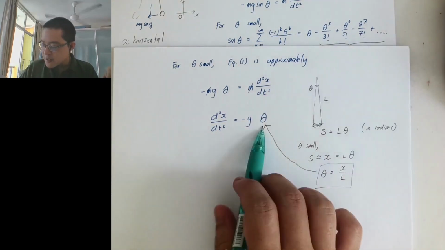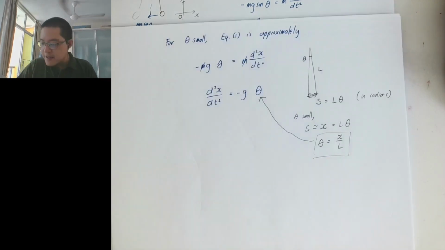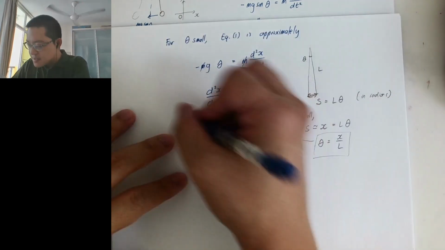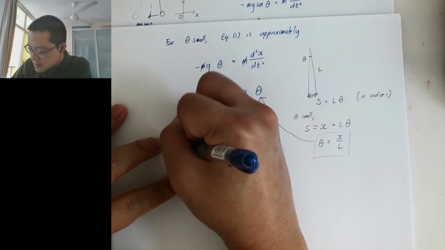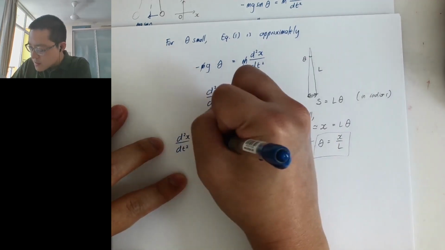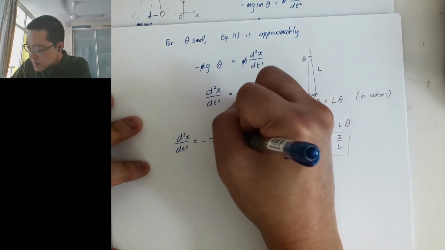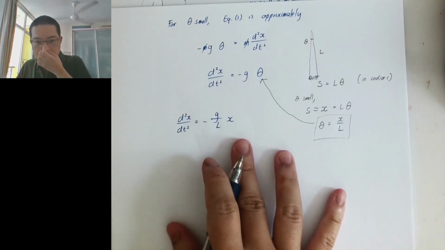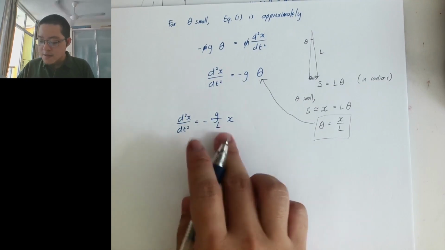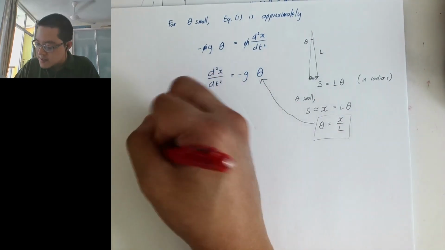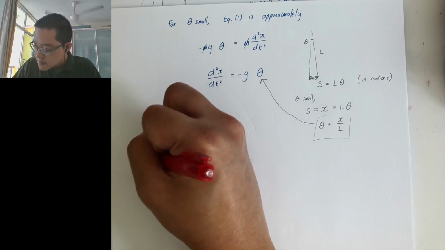But if everyone is agreeing with this, finally I substitute this. So I got the equation that appears like this. I got theta, so it's x over L. So I got g over L times x. Okay, so compare this with the simple harmonic equation.